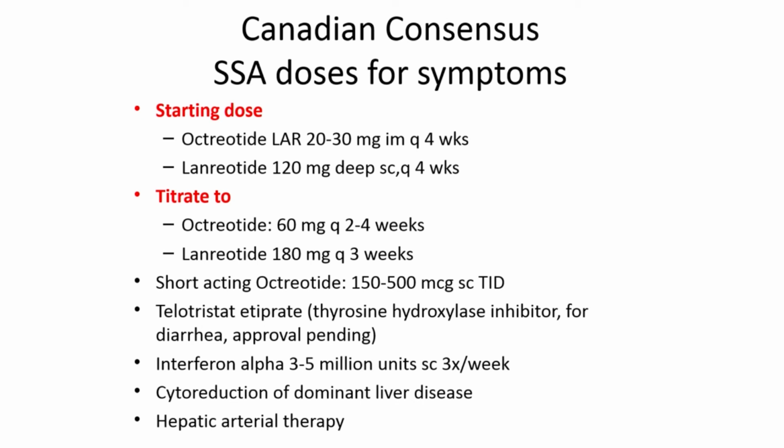So in terms of starting doses for this, there's a number of studies that are out there, but thankfully we have this regular Canadian consensus where we've agreed that octreotide LAR 20 to 30 milligrams every 4 weeks is the right dose. We have a new tool that's called lanreotide, another somatostatin analog, and the dose of that's 120. It's given deep sub-Q every 4 weeks.